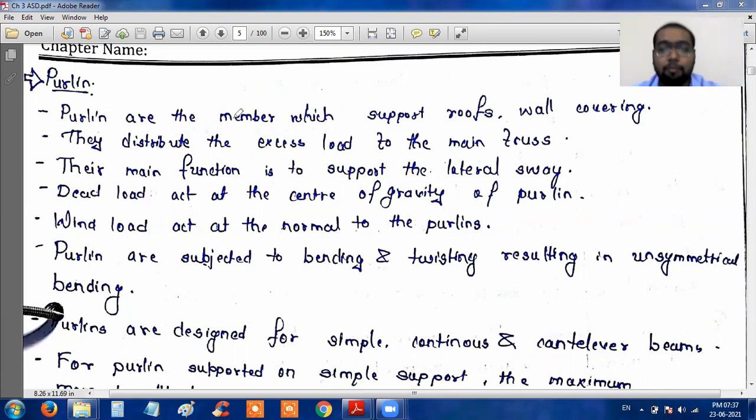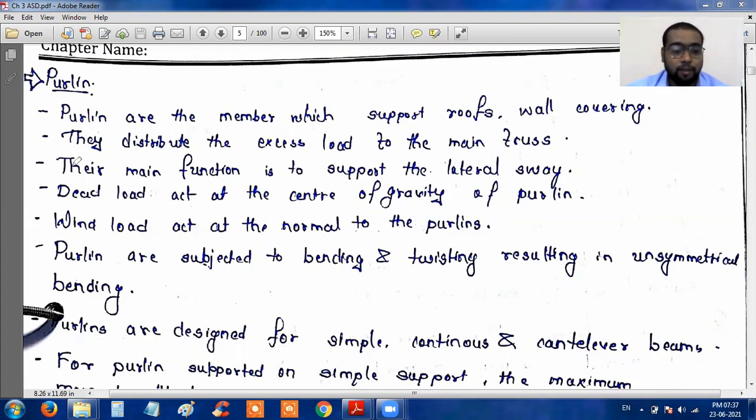Purlins are the members which support the roof wall covering. They distribute the excess load to the main truss, or we will say a principal rafter. Then the principal rafter directly transfers the load to the eave point. Also the main tie transfers the load to the eave point by a vertical or inclined member. Then from the eave point, the load is transferred to the column and from the column to the soil.